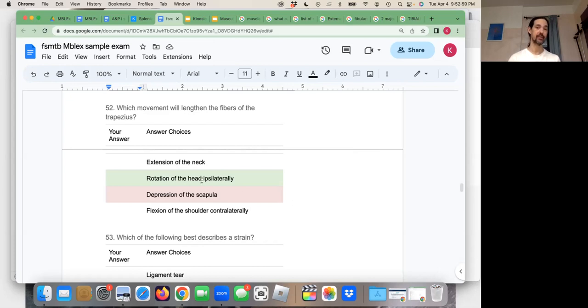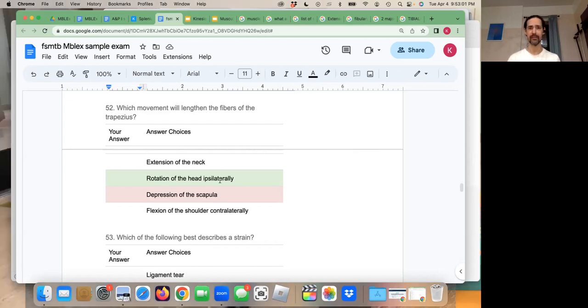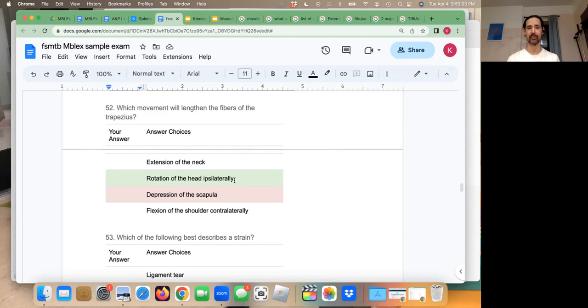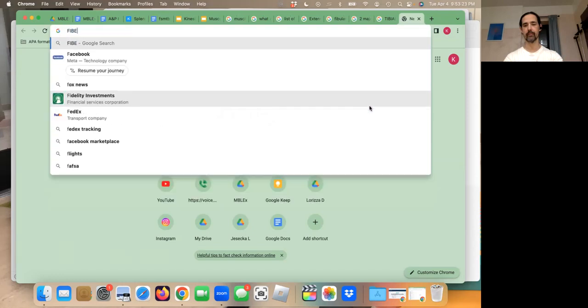The answer is rotation of the head ipsilaterally. Ipsilateral means if you rotate to the same side. Ipsa means same. So ipsilaterally means rotating to the right, and the fibers of the trap lengthen. I did not know that was the case. Actually, I can kind of feel that happening. Let me just take a look at what happens to the fibers of the trap.